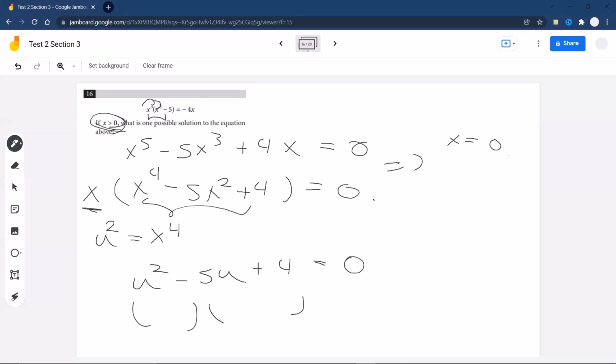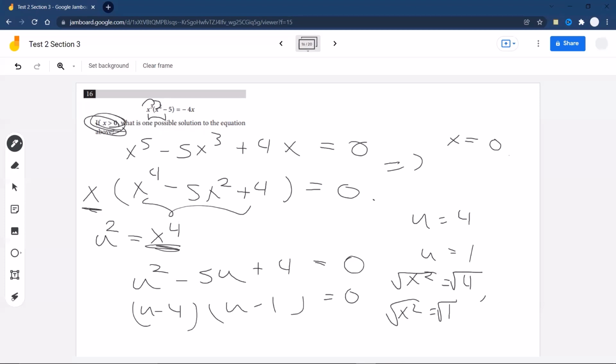I'll get the solutions (u minus 4)(u minus 1) equals 0 just by factoring, and then I can solve each one independently. So I'll get u is equal to 4, then u is equal to 1. Remember, u is equal to x squared, or u squared is equal to x to the 4th. Therefore x squared equals 4, and x squared equals 1. If we take the square root of both sides, and remember x has to be greater than 0, so we're only looking for the positive values here, our solutions would be 2 or 1.